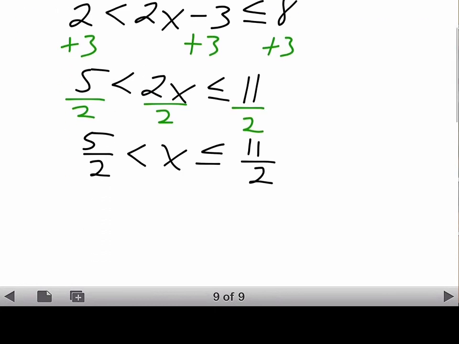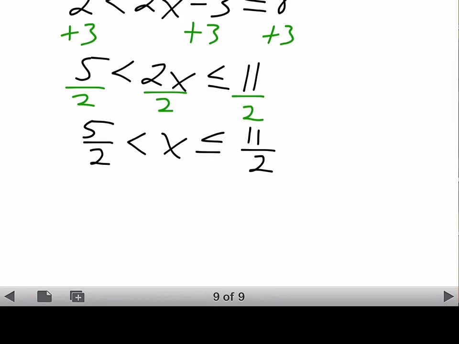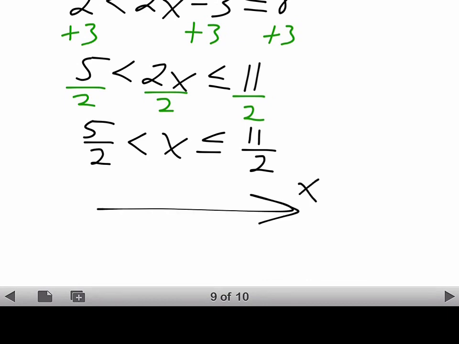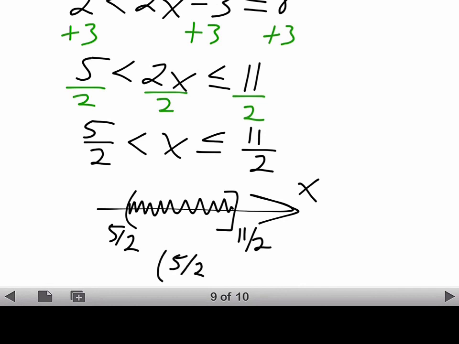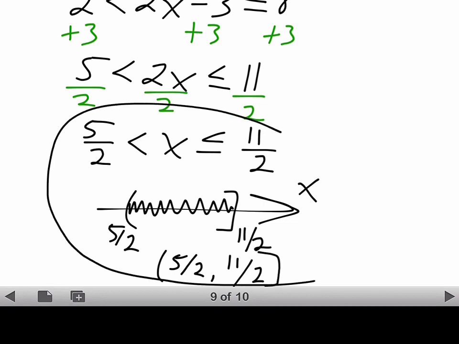And our first thought is, ew, fractions. But calm down, we're not doing anything with them, except graphing them on the number line and using interval notation. So on the number line, we have a parenthesis at 5 halves opening to the right, a square bracket at 11 halves opening to the left, and we're shading in between. And finally, interval notation, parentheses 5 halves, comma, 11 halves with a square bracket, and the inequality, the graph, and the interval notation constitute the complete answer.